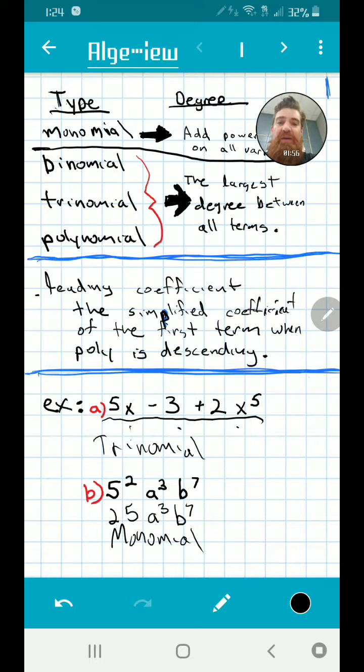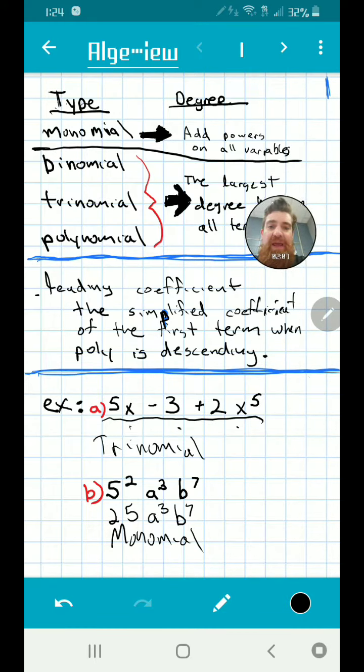Okay, so once we know the type, then we can move on and identify the degree. So the degree is going to be different depending on what type of polynomial you have. If it's a monomial, generally you'll just add the powers on all of the variables and only the variables. So we did have a monomial down here. It was example B. When we look at example B, we've got a power of 3 on a, and a power of 7 on b. So because it's a monomial, we want to add those two powers together, and it will tell us that this is a degree 10 monomial.